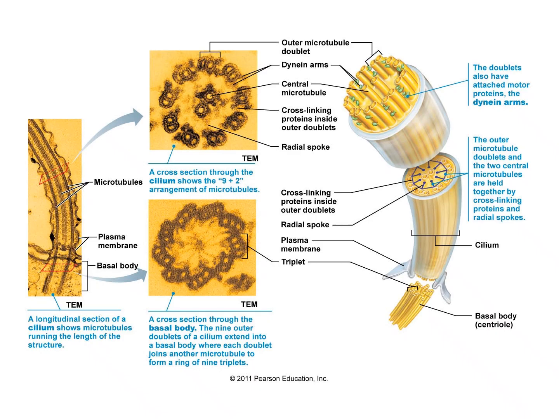Cilia, on the other hand, are short and extremely numerous. They line surfaces of epithelia and beat in a coordinated manner to move materials from one location to another. Both cilia and flagella have a basal body at their base. The 9 outer doublets of a cilium or flagellum extend into a ring of triplets of the basal body.